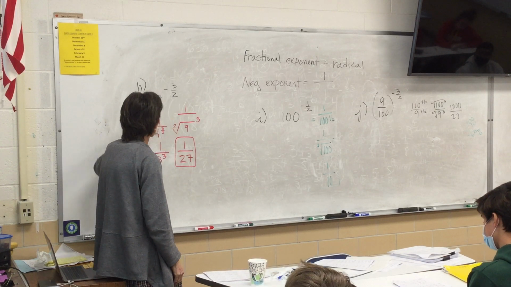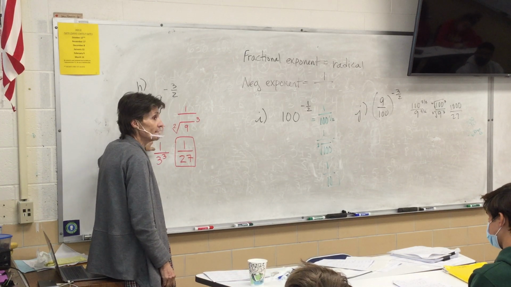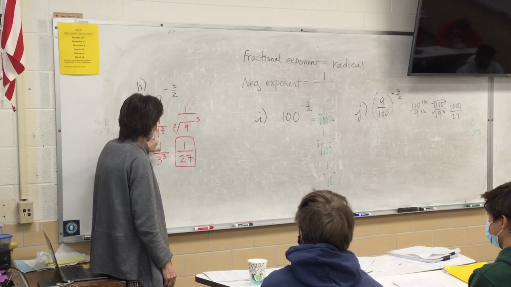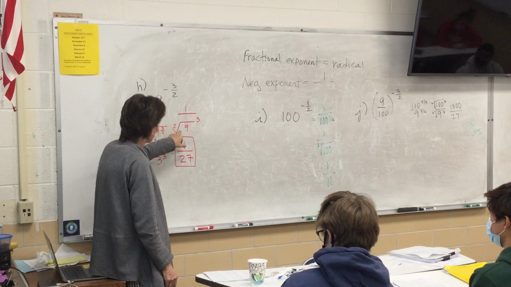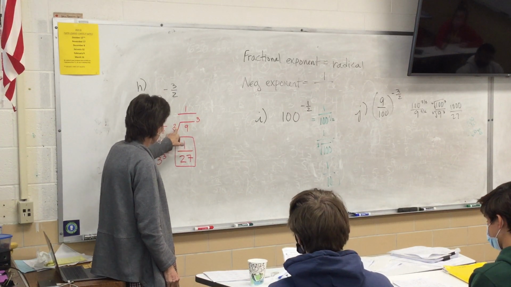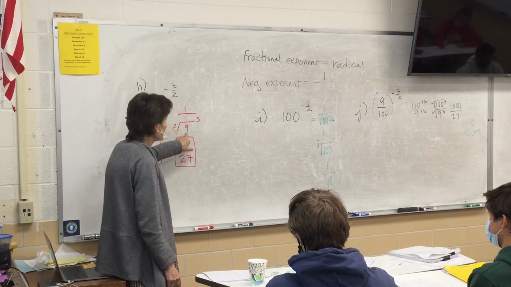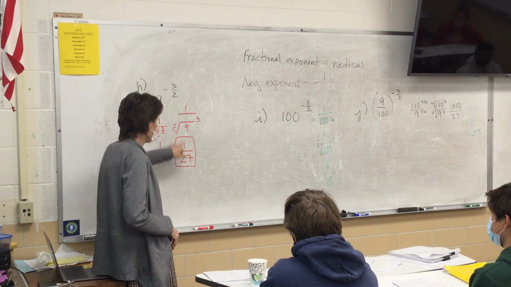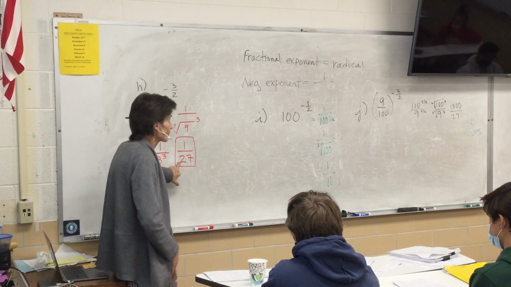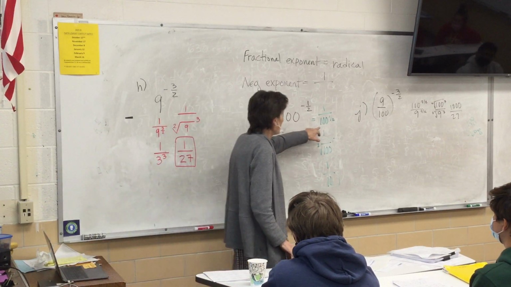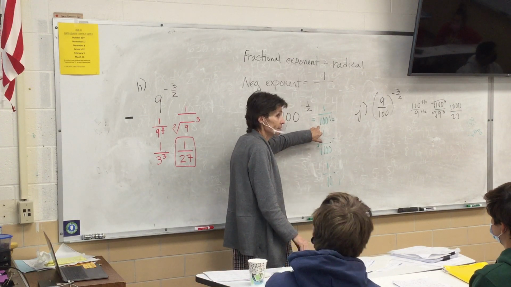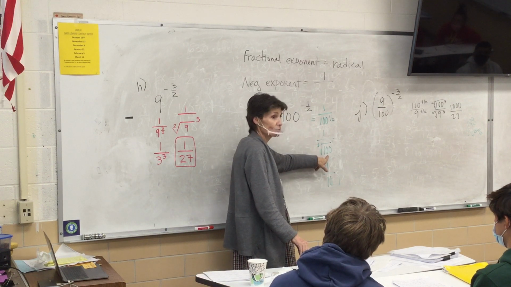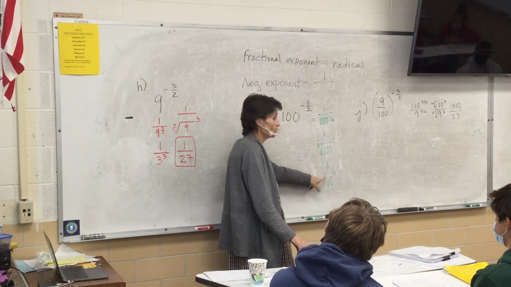Pay attention. So, this becomes 1 over 9, right, because of the negative. That's a radical, so it means the square root of 9 cubed. Square root of 9 is 3, cubed is 27, 1 over 27. Next, 1 over 100 to the 1/2, negative 1 over square root of 100, 10, 1/10.